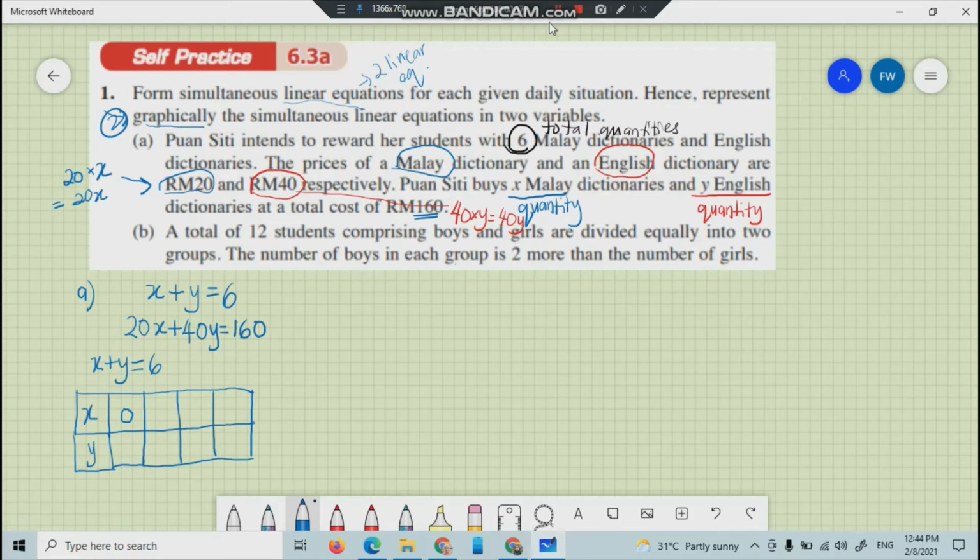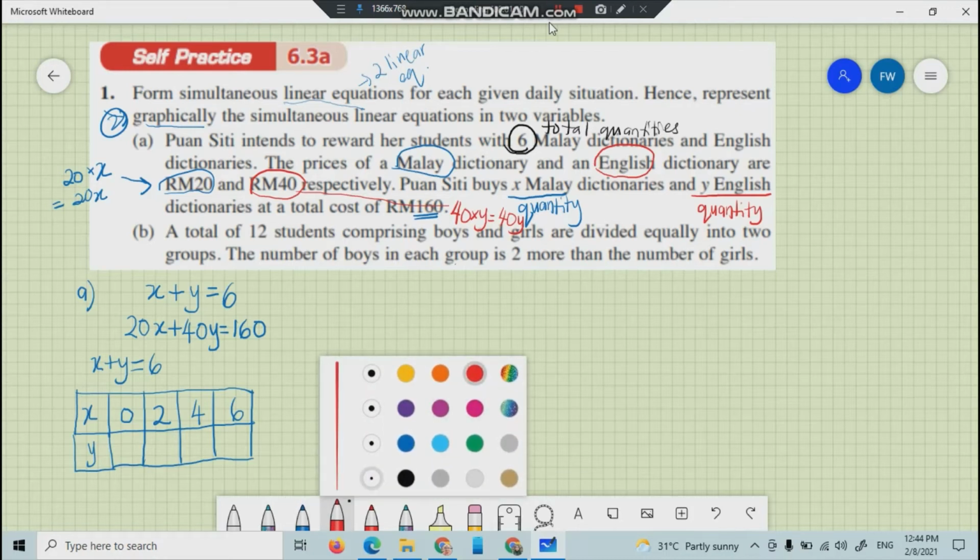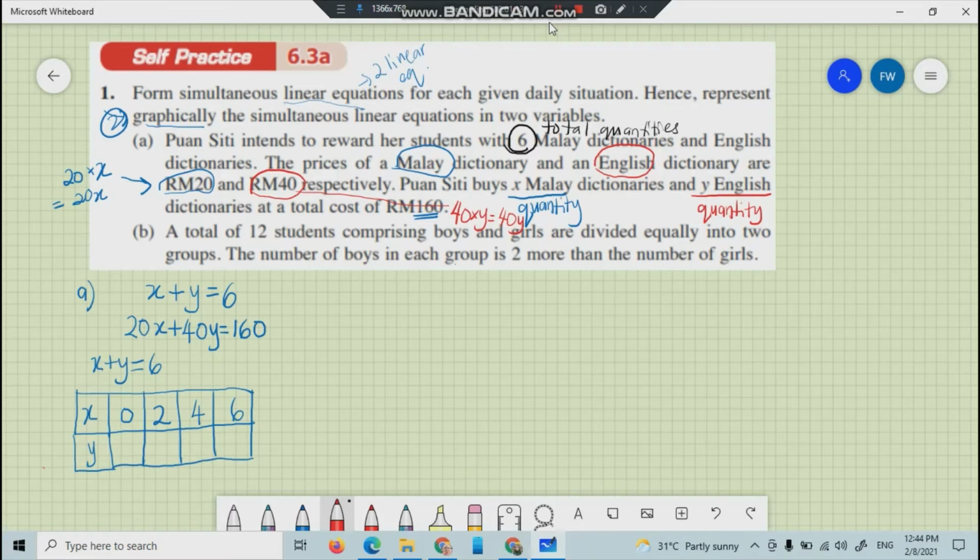I like to start with 0, 2, 4 and 6. So I choose to give values for X, and then I need to calculate for Y. When X is 0, Y will be 6. When X is 2, Y will be 4. When X is 4, Y will be 2. And when X is 6, Y will be 0. So that's how you create your table.